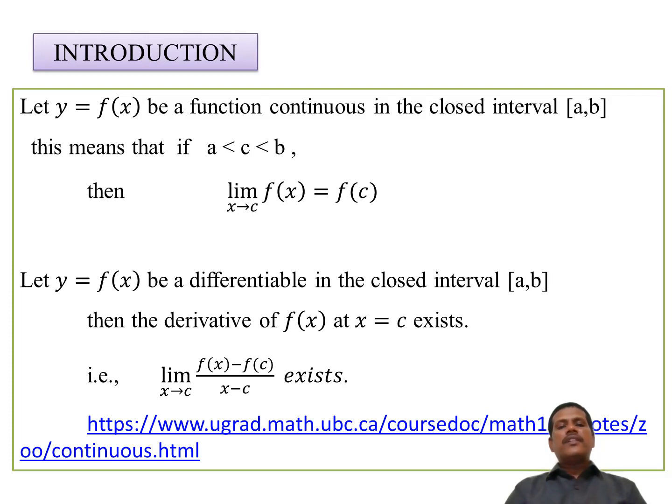Now, the definition of a differentiable function. A function f of x is said to be a differentiable function in the open interval a comma b if the derivative of f of x at x equals c exists or is finite. That is, limit x tends to c of f of x minus f of c by x minus c exists or is finite. That is called a differentiable function f of x. It is denoted by f dash of x.